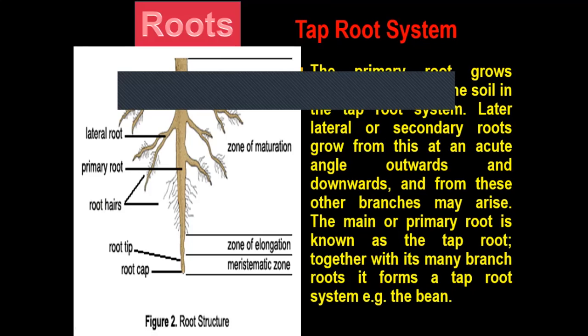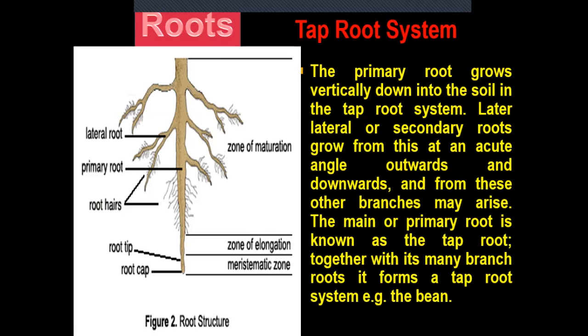In the taproot system, the primary root grows vertically down into the soil. The lateral branches are called lateral roots or secondary roots. The secondary roots grow at an acute angle, outwards and downwards, and from these other branches may arise. The main or primary root is known as the taproot.